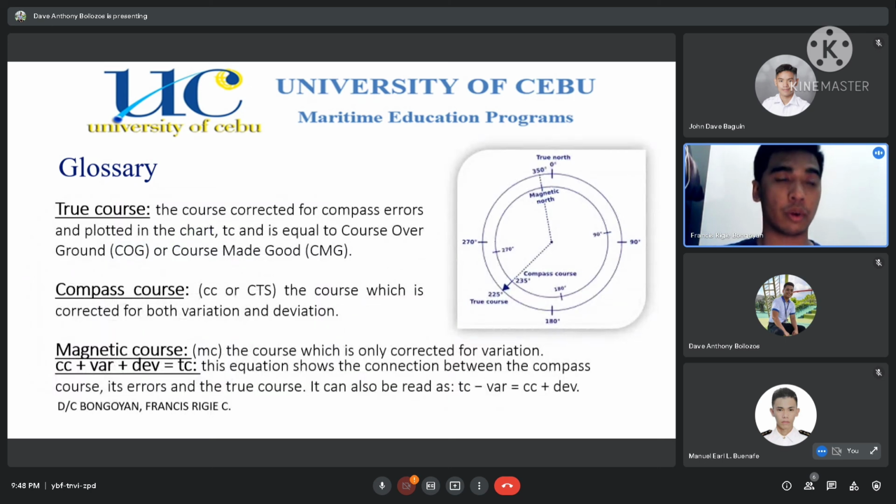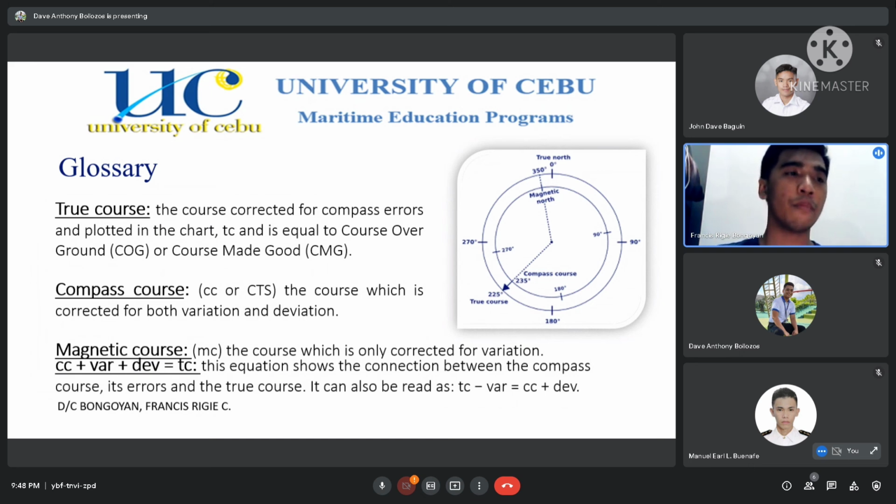Next is the true course: the course corrected for compass errors and plotted in the chart. True course is equal to course over ground, or COG, or course made good, or CMG. Next is the compass course: the course which is corrected for both variations and deviations. Next is the magnetic course, which means the course which is only corrected for variation.